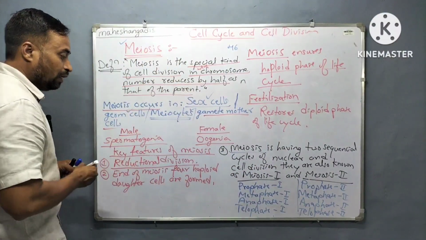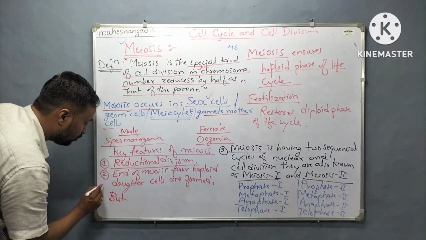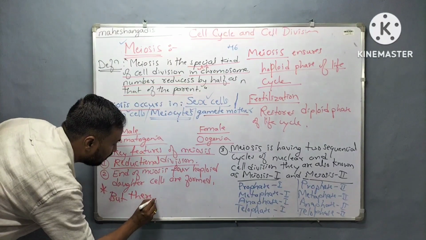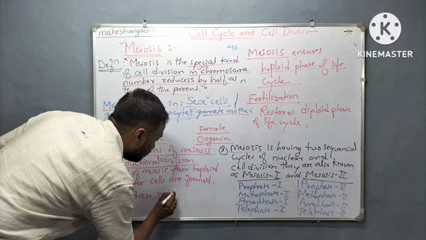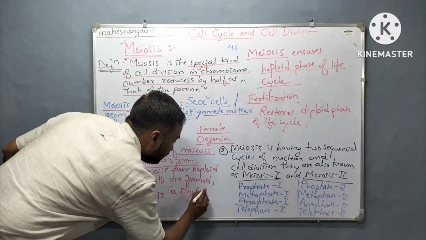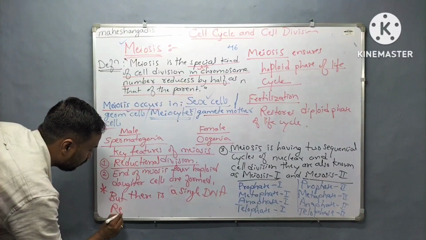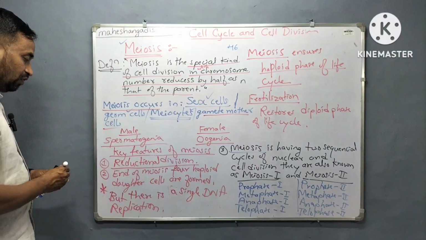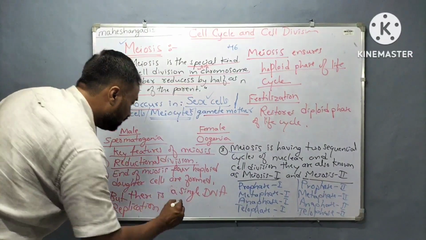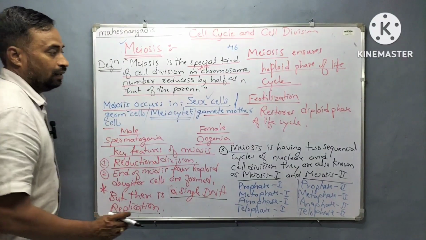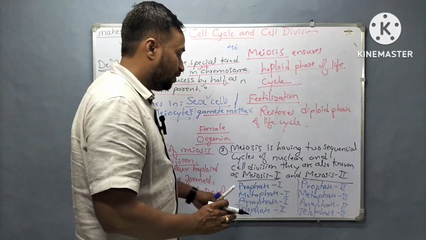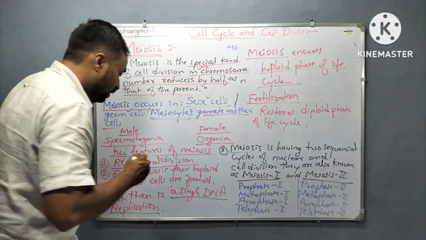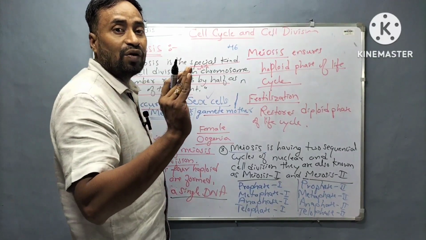But this point is going to be important. In case of meiosis, there is a single DNA replication, not two. Of course, nuclear and cell divisions are two, meiosis 1 and meiosis 2, but there is a single DNA replication that takes place in a particular phase of the life cycle.